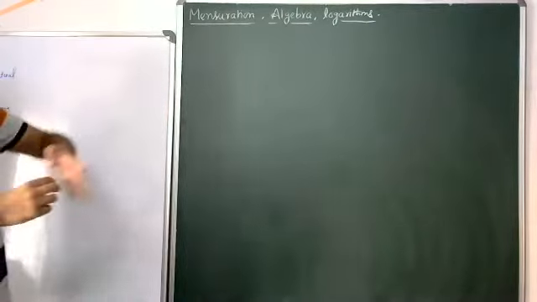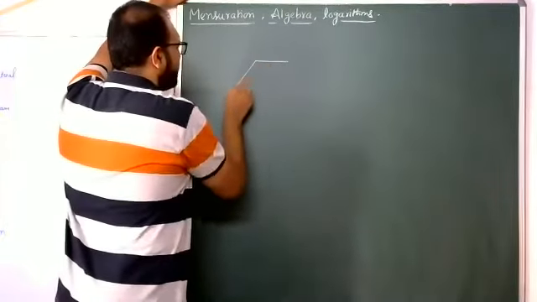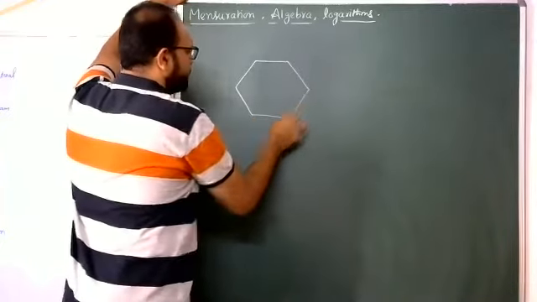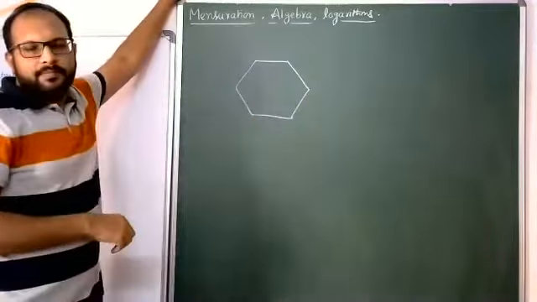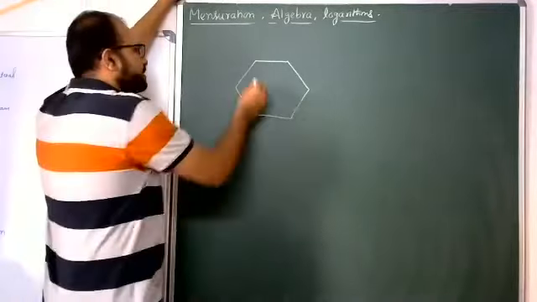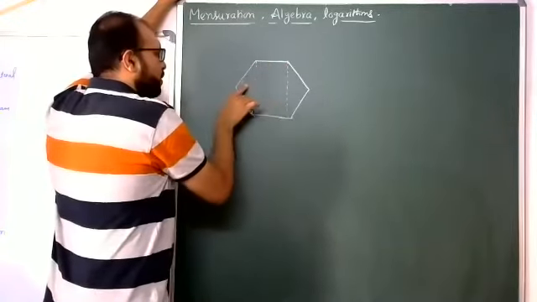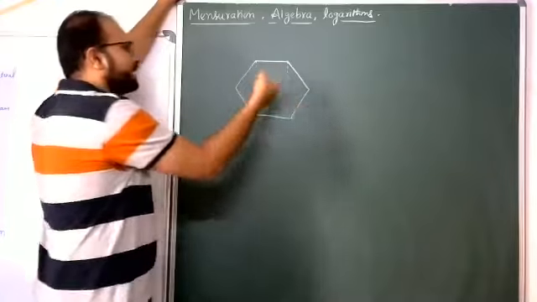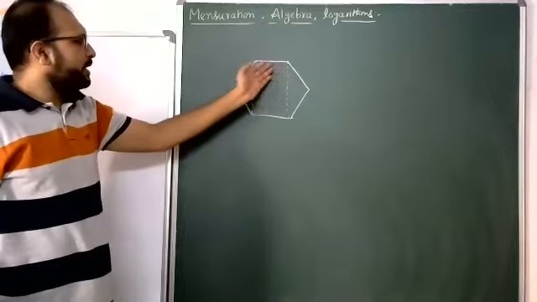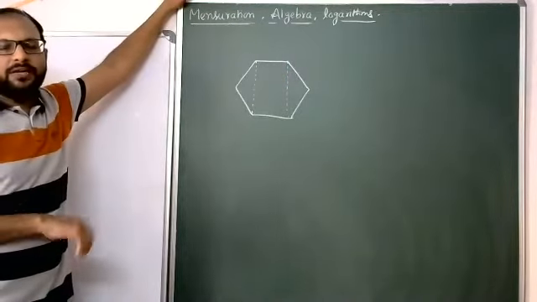So students, any polygon is there. Here one example, hexagon I am taking. Suppose this is the total area. So simply you can divide this into two triangles and one rectangle. The triangle area we know, the rectangle area also we know. Then easily you can find out the total area.